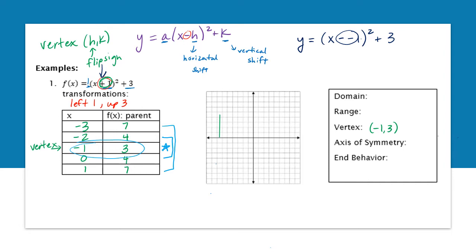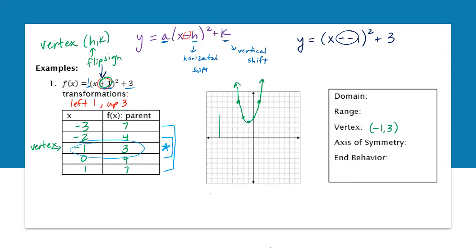All right, so I'm going to graph these points now. So -3, 7 would be here, -2, 4, -1, 3, 0, 4, and 1, 7. So I can connect the dots, and that gives me my parabola. When you connect the dots, make sure that you're connecting it in the shape of a U. Don't make it like a corner, like a V shape.